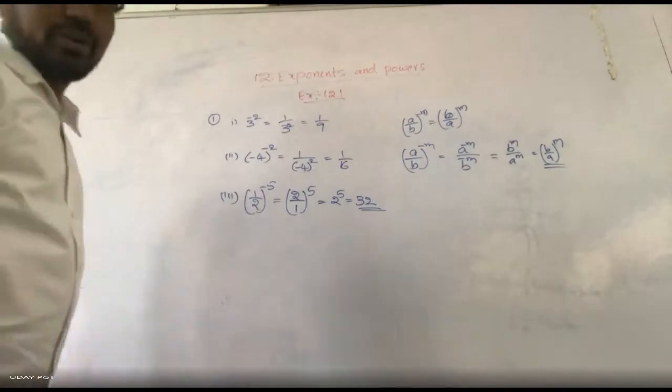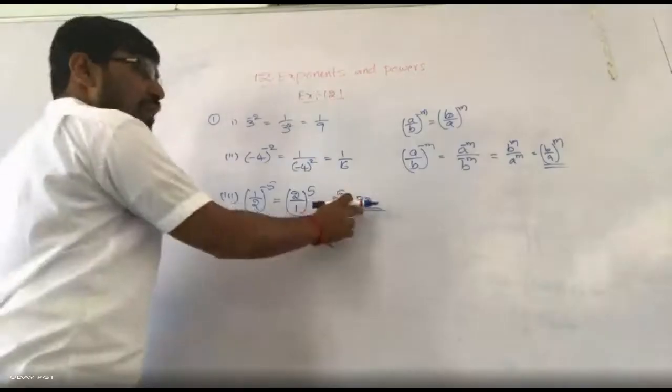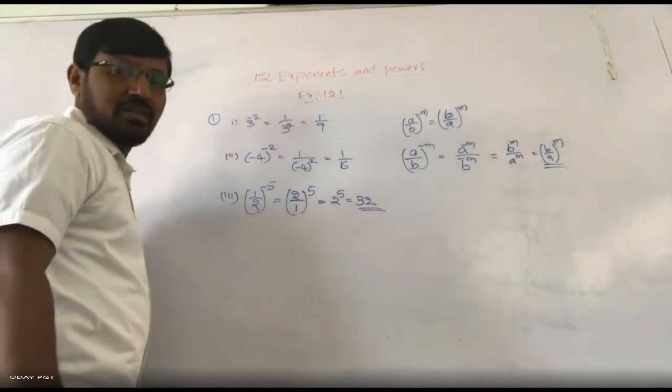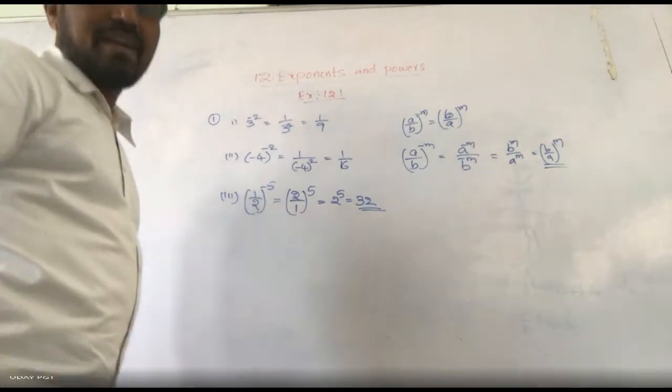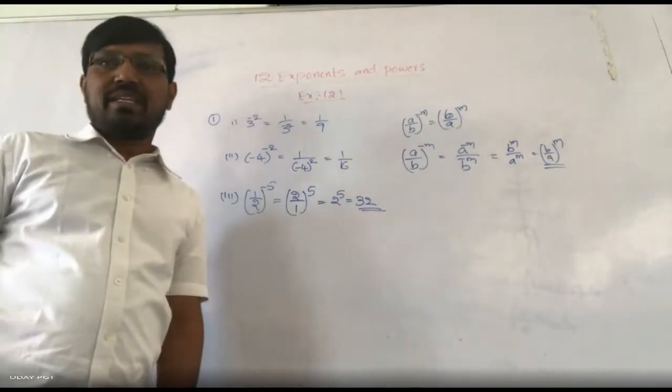Sir, how did you get 32 here? How did I get it? What is the 2 power 5 value? 32. We are going to get 32. Isn't it? Yes, sir.